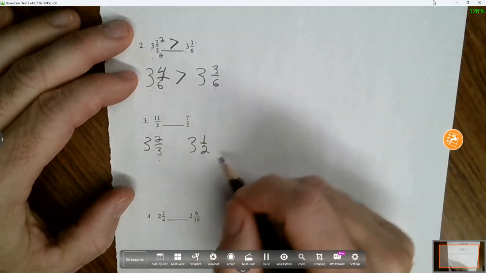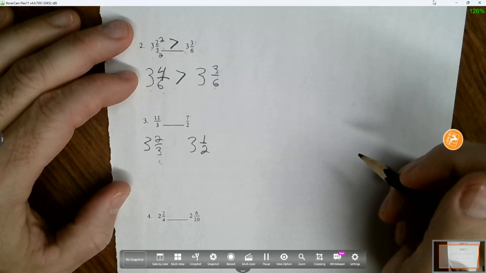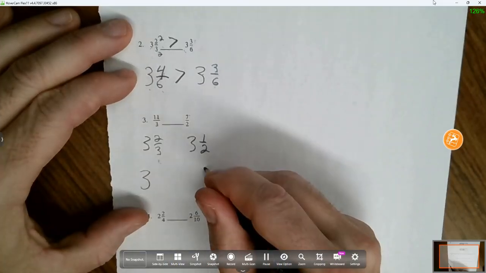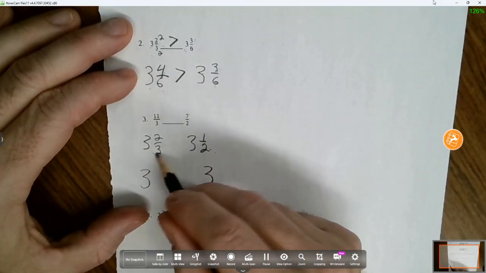All right. These are not the same. They're not. We can fix them. So we go 3 here. We go 3 here. What's the number that these both go into?